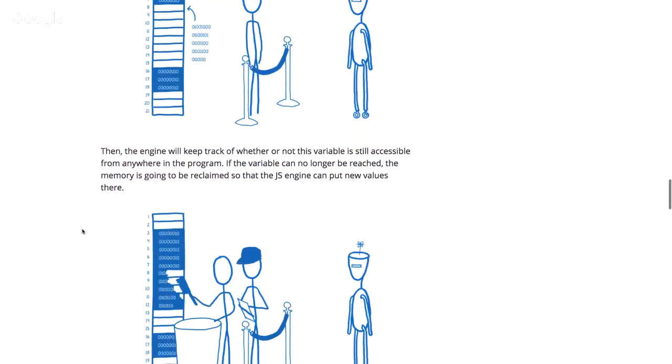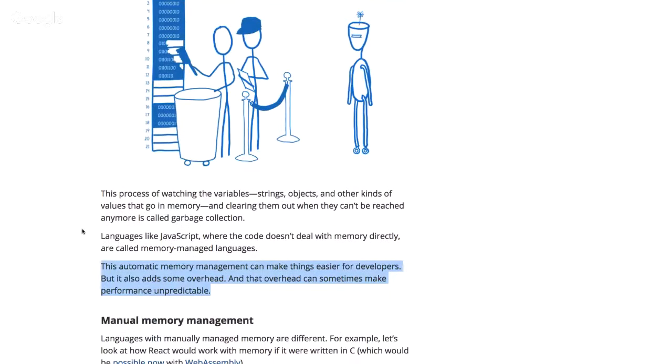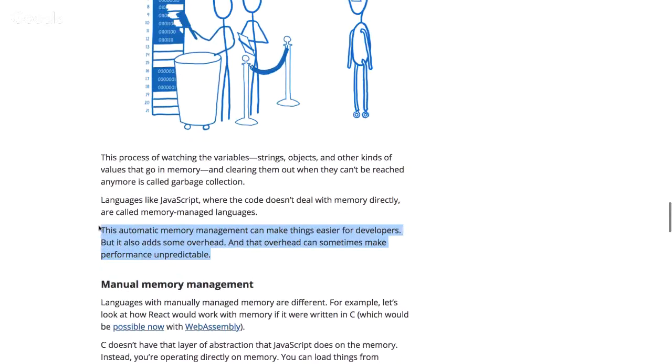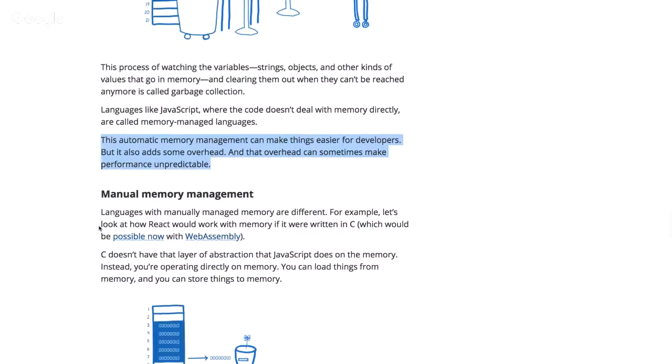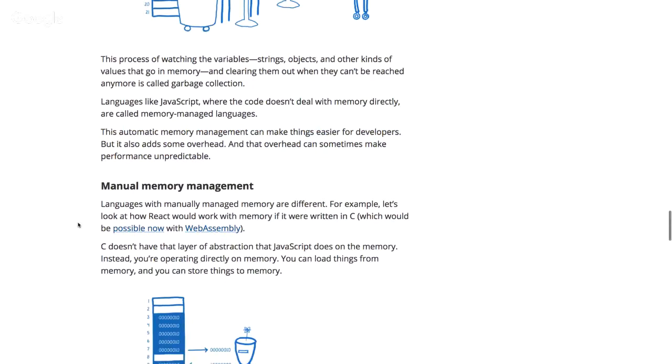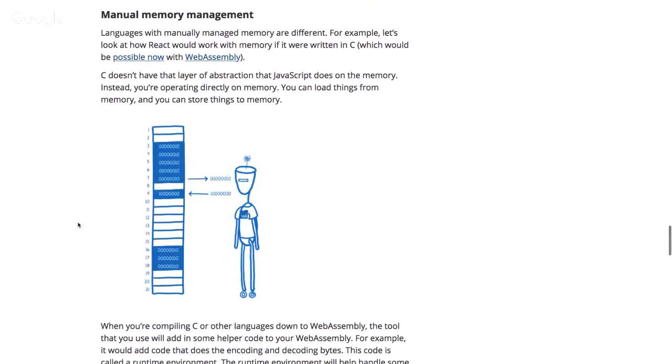And languages like JavaScript are called memory managed languages because they manage memory themselves. There are downsides to it. Performance can become unpredictable. That is the summary of automatic memory management. Manual memory management: languages with manually managed memory are different. For example, let's look at how React would work with memory if it were written in C, which would be possible now with WebAssembly.